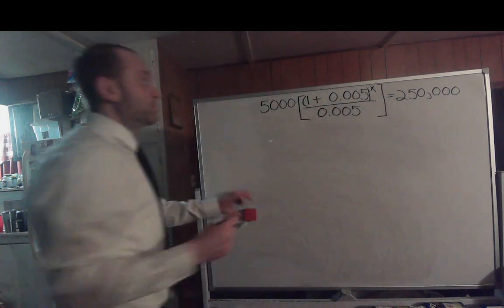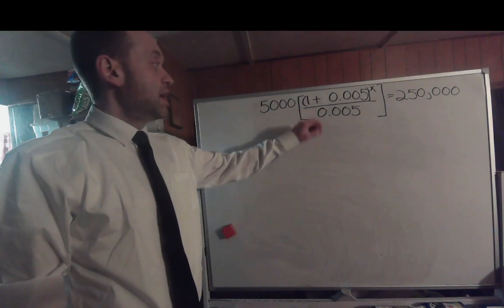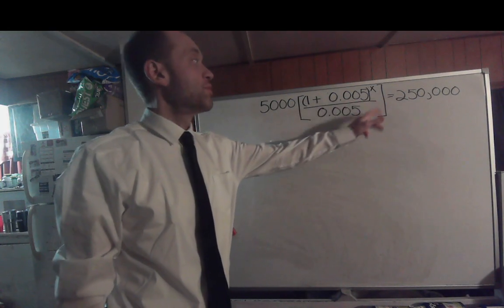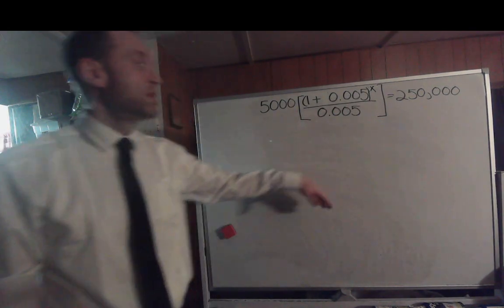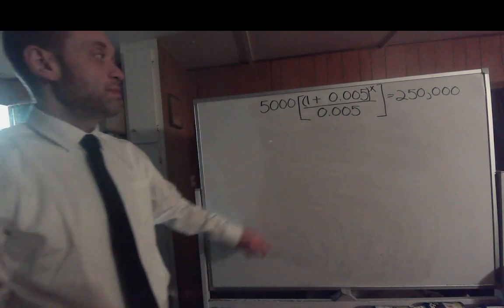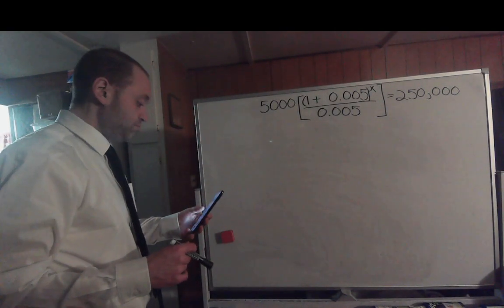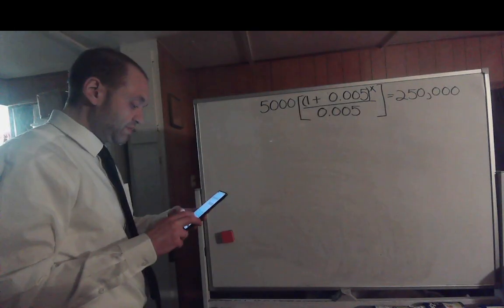So this one looks like a bit of a doozy. You have 5,000 times the quantity in brackets of the quantity in the numerator of 1 plus 0.005 raised to the x divided by your denominator of 0.005, all equal to 250,000. We want to get the brackets by itself, so divide both sides by 5,000 and it should already start to simplify. So 250,000 divided by 5,000 would give you 50.